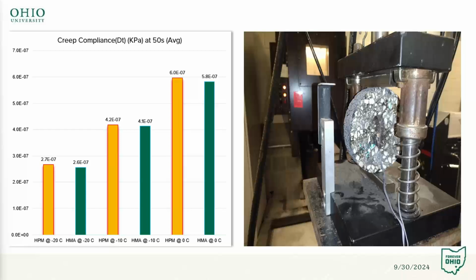This plot shows the creep compliance at a 50-second average. Again, the HPM have higher values than the HMAs. And you can see the different temperatures that were tested at, minus 20, minus 10, and 0 degrees Celsius.